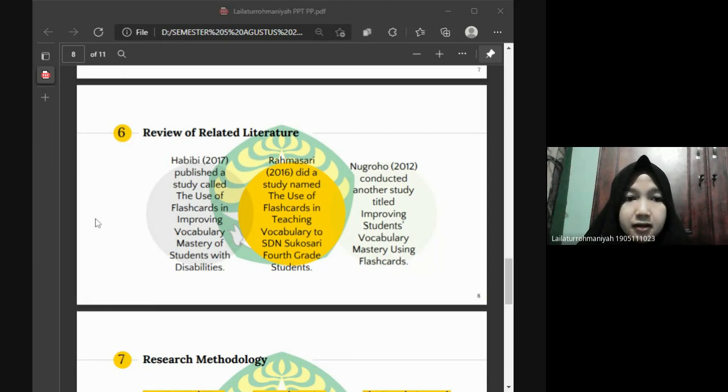And then there is Rahmasari 2016, who did a study named The Use of Flashcard in Teaching Vocabulary to SDN Sukosari 4th grade students, Madiun Dagangan. The purpose of this study was to determine whether or not the usage of flashcards was effective, as well as the advantages or disadvantages of utilizing them to teach English vocabulary.